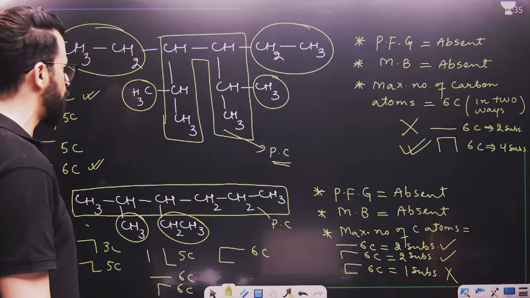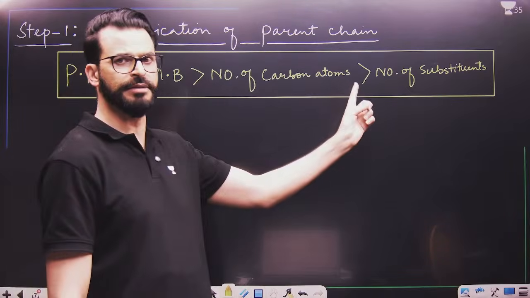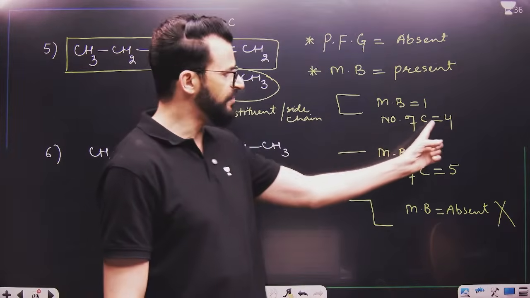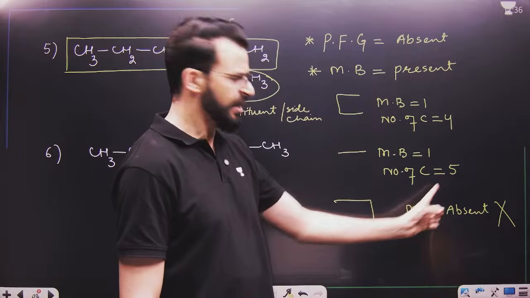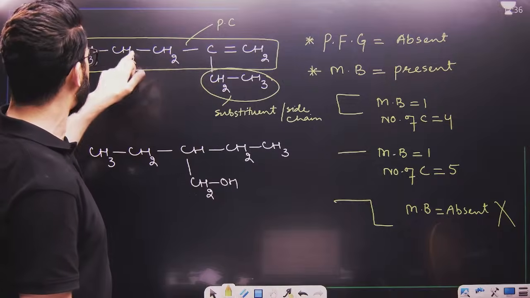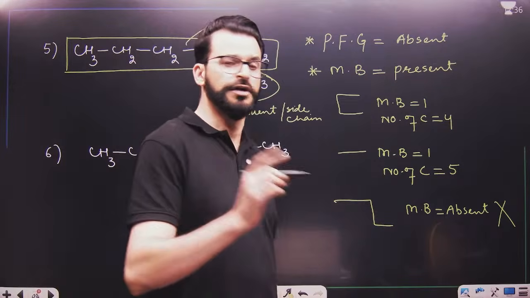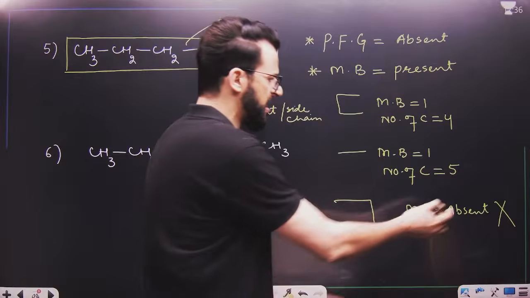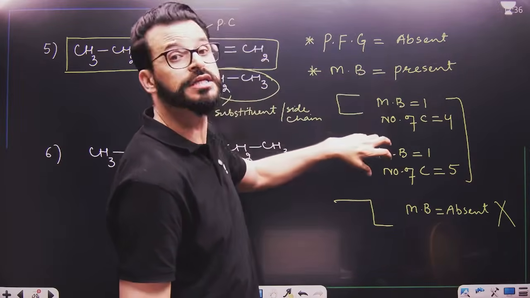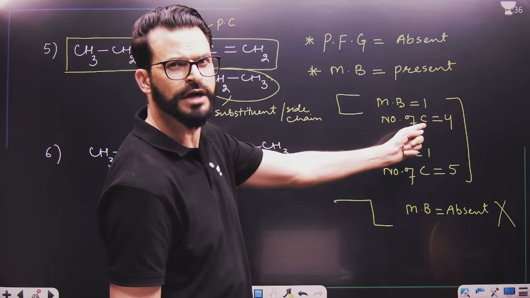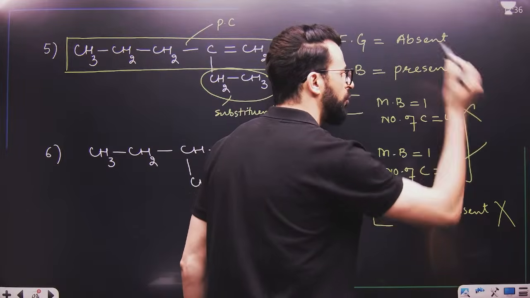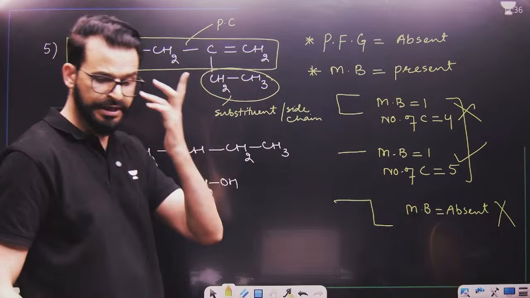Multiple bond cannot tell us whether this is the parent chain or that is the parent chain. So when multiple bond will not answer, we have to go to the number of carbon atoms. We have to check the maximum number of carbon atoms. This has 4 carbon atoms, this has 5. Both have multiple bonds present, so either could be the parent chain, but this one has 4 carbons and this one has 5. So this one will be preferred, and this will be our parent chain. That's why the parent chain is the straight parent chain.